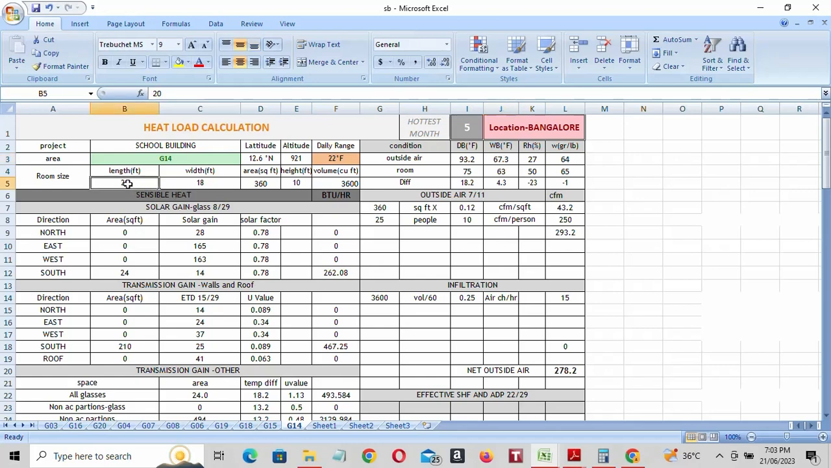First is the project name, school building. This is the area, classroom name is G14. Length is 20 feet, width is 18 feet. If you multiply 18 by 20, you will get 360 square feet. Height is 10 feet. If you multiply these two values, you will get 3600 cubic feet. Next is latitude, altitude, daily range, outside air and inside air temperature. We have to take these from the data book.